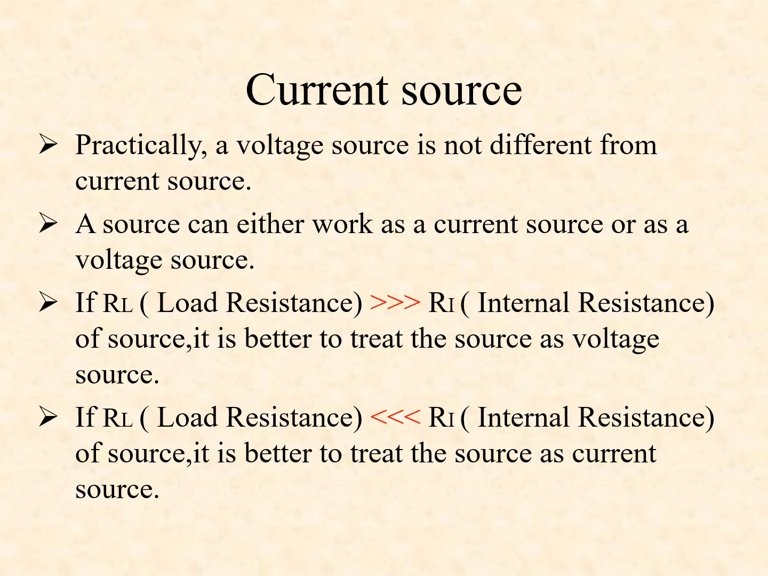We have used here terms RL and Ri because we are going to talk about DC sources. If we talk about AC sources, then the words RL and Ri will be replaced by ZL and Zi, that is load impedance and internal impedance. What is the meaning of each statement on this slide is discussed and proved in the next slide.